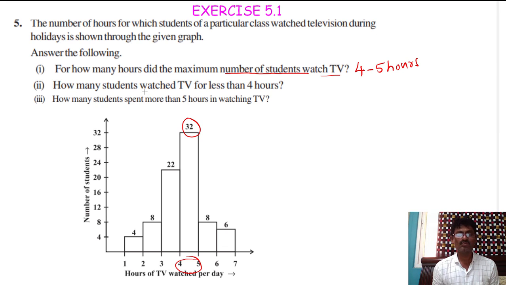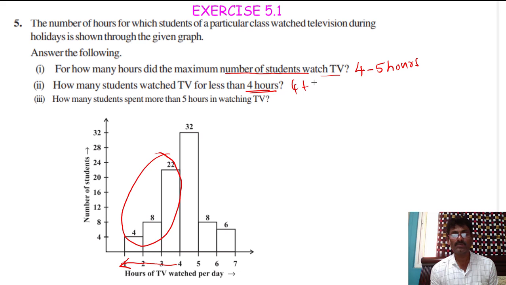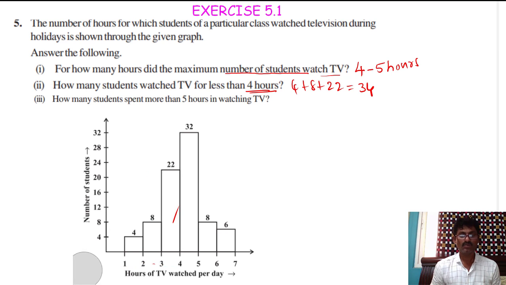Next, how many students watched TV for less than 4 hours? Less than 4 hours. That means here you see, from 1 to 4 hours. Here 4 hours is here. So less than 4 hours means 1 to 2, 2 to 3, 3 to 4. All these come into consideration. So we need to add these 3: 4 plus 8 plus 22, which is equal to 34. This is the number of students who watched TV less than 4 hours.